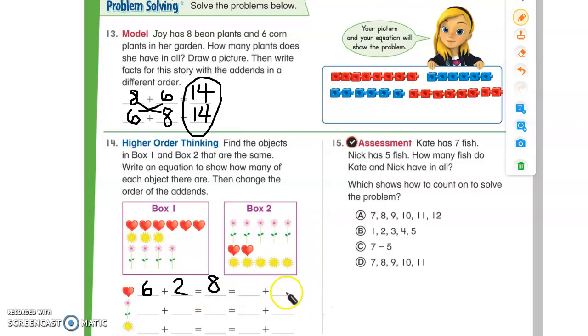Now I have a spot for another equation. It told us in the directions to change the order of the add-ins. So I would start by counting the hearts in box 2. 1, 2.